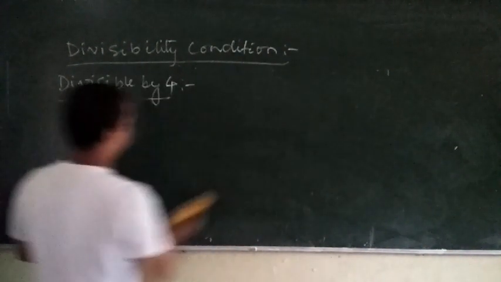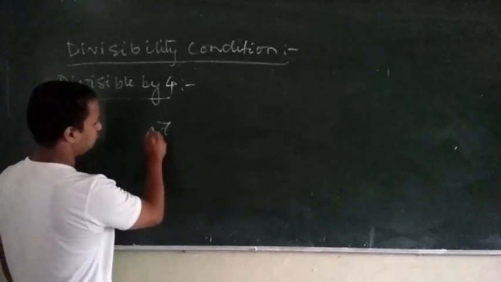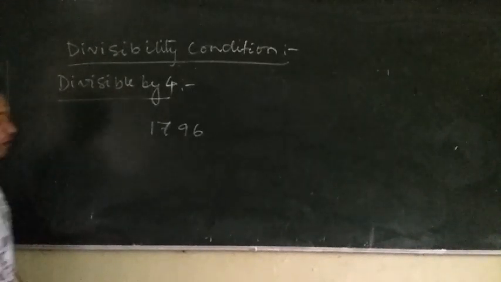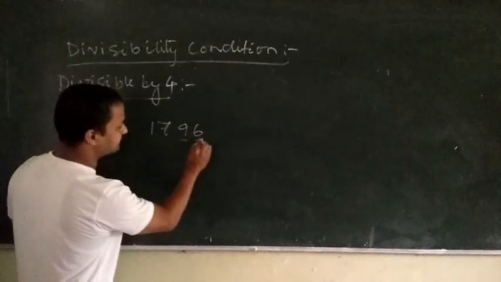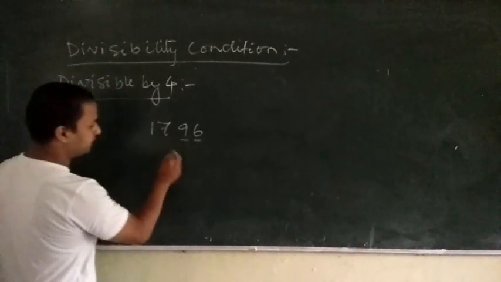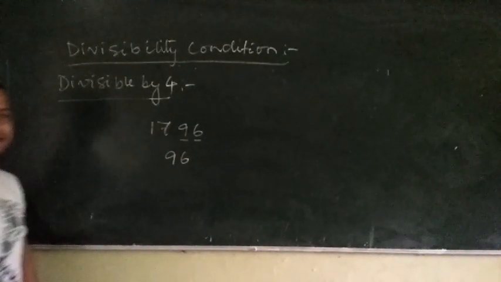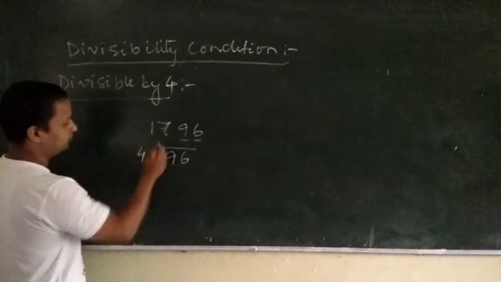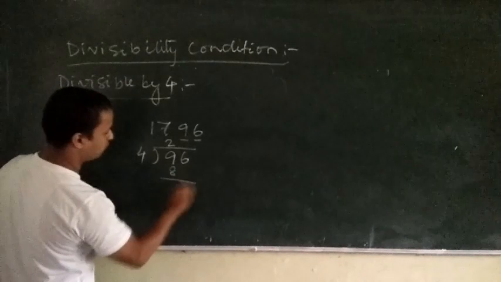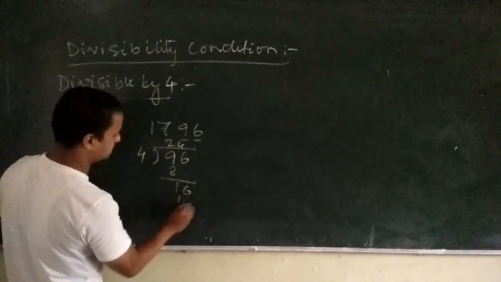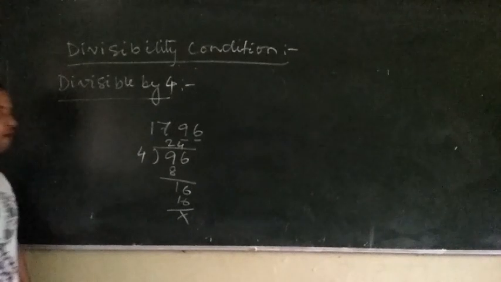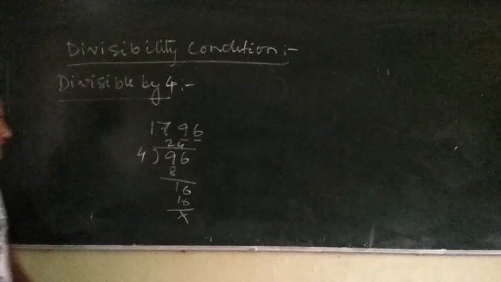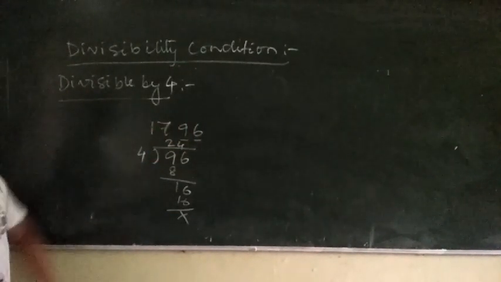Another example, say 71796. Now here you see the last 2 digits of the number, 9 and 6. So the number formed by the last 2 digits is 96. Now you divide it by 4. 4 2 are 8, 16, 4 4 are 16. So the number formed by the last 2 digits is divisible by 4, so this number is also divisible by 4.